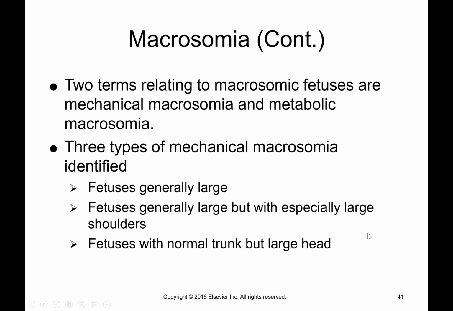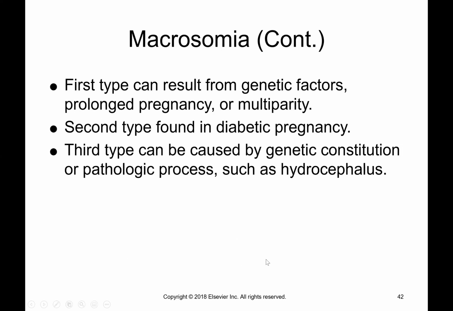There are 3 types of this. Fetuses are generally large, but especially large in the shoulders, or fetuses with a normal trunk but large head. So you can have different things that make the baby big. The first type can be because of genetic factors. The second type is found in diabetic pregnancies, and the third type is genetic or pathological.